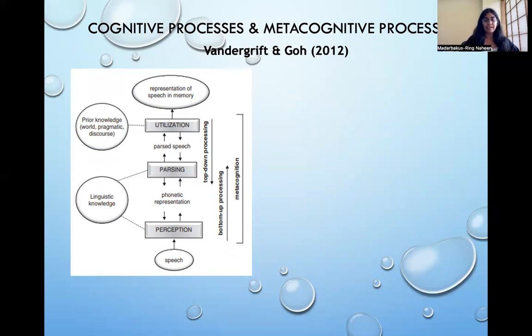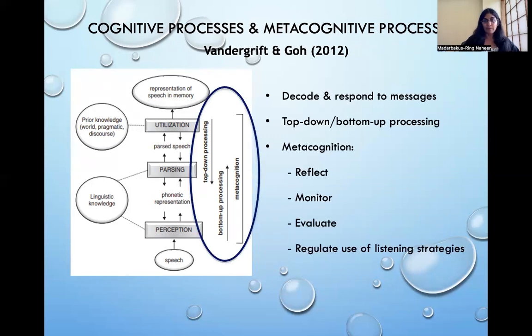What we do with that then is we take the input and we perceive it. So that would be the perception, so what we think of it. The parsing would be how we break it down. And the utilization would be how we use or respond to that message that we have just listened to. We can decode these messages by responding to them or by doing nothing at all. In the classroom, we can use top-down and bottom-up processing. So we can look at maybe how we can break down messages into word-level comprehension, or we can think about top-down processing and think about more context-level comprehension to help our students understand the message more.